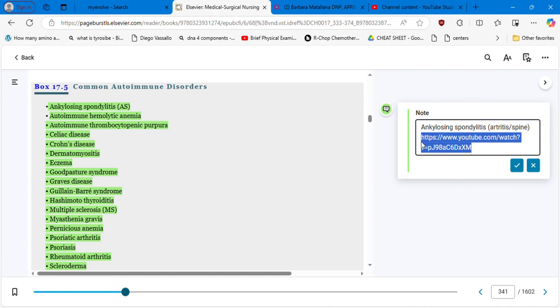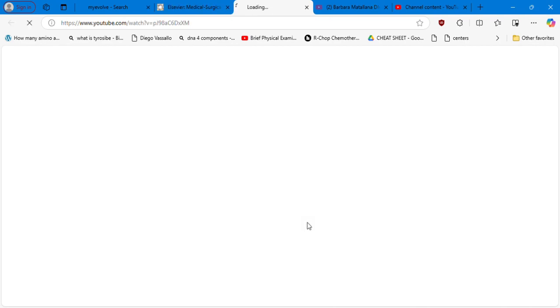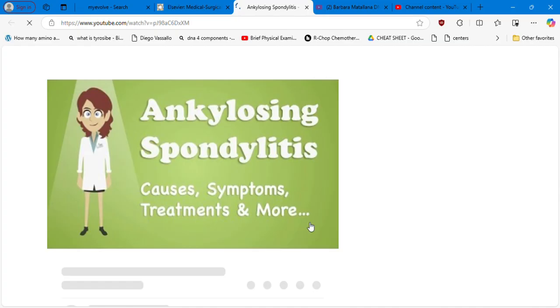Ankylosis. We reviewed this already in the musculoskeletal part. Okay, let's see. Okay, here we go.